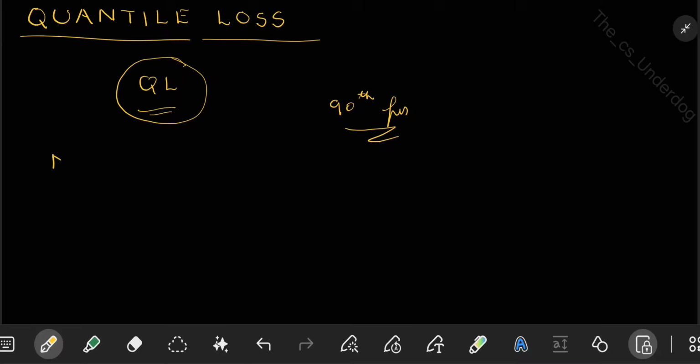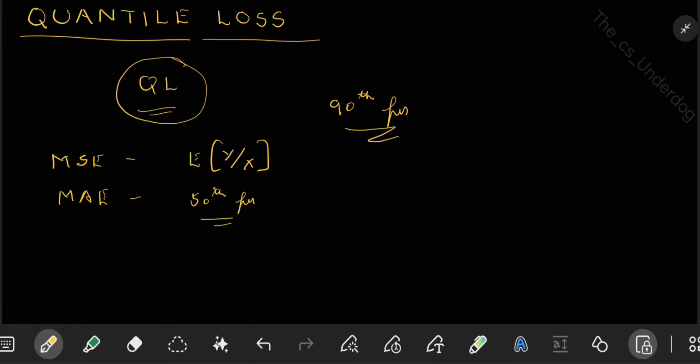First of all, let us say mean squared error. In the mean squared error, what did we learn? This is used whenever you want the model to predict the conditional mean, that is the expectation of y given x. What about mean absolute error? Mean absolute error was used whenever you want the model to predict the conditional median. Conditional median means the 50th percentile.